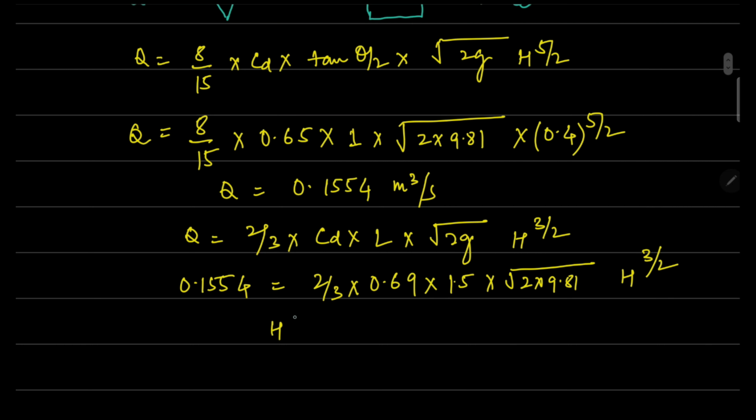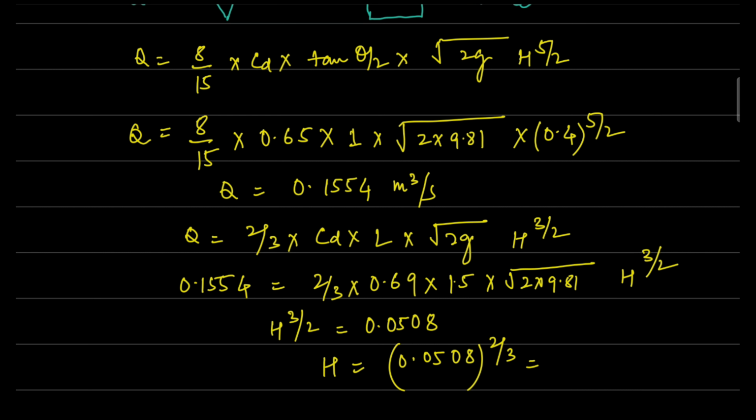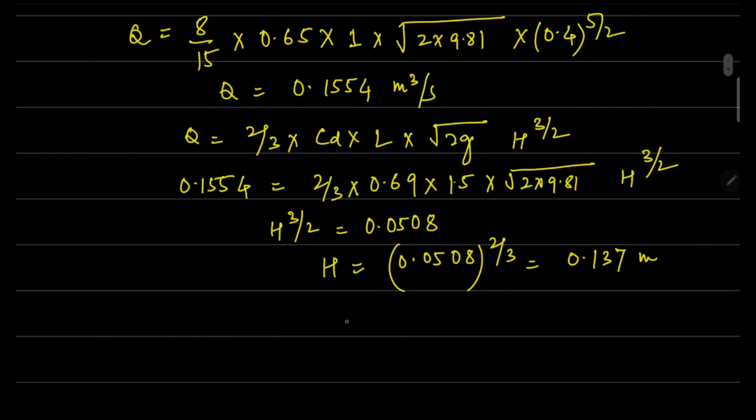So h raised to the power 3 by 2 will be equal to 0.0508. So h is equal to 0.0508 raised to the power 2 by 3, that is coming out to be 0.137 meter. So the answer for our problem is h is equal to 0.137 meters.